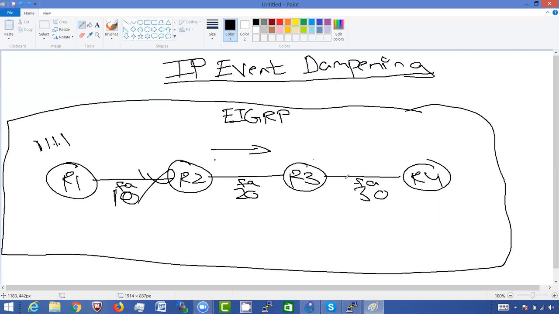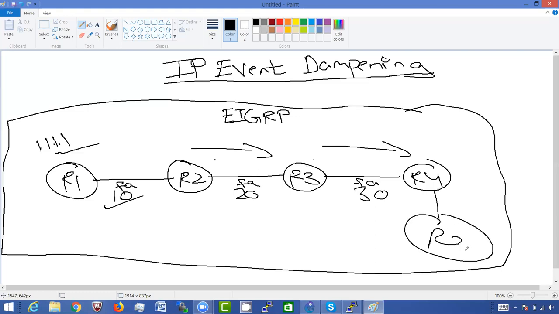Now, after some time, let's say this link came up. This link is up now. So what will R2 do? R2 will inform its neighbor, R3, that the 10 network and 1 network are now reachable. R3 will inform its neighbor that these networks are reachable. If R3 is connected with some other routers, R3 has informed R4. Similarly, R4 will inform its neighbor that the 10 network and 1 network are now reachable.